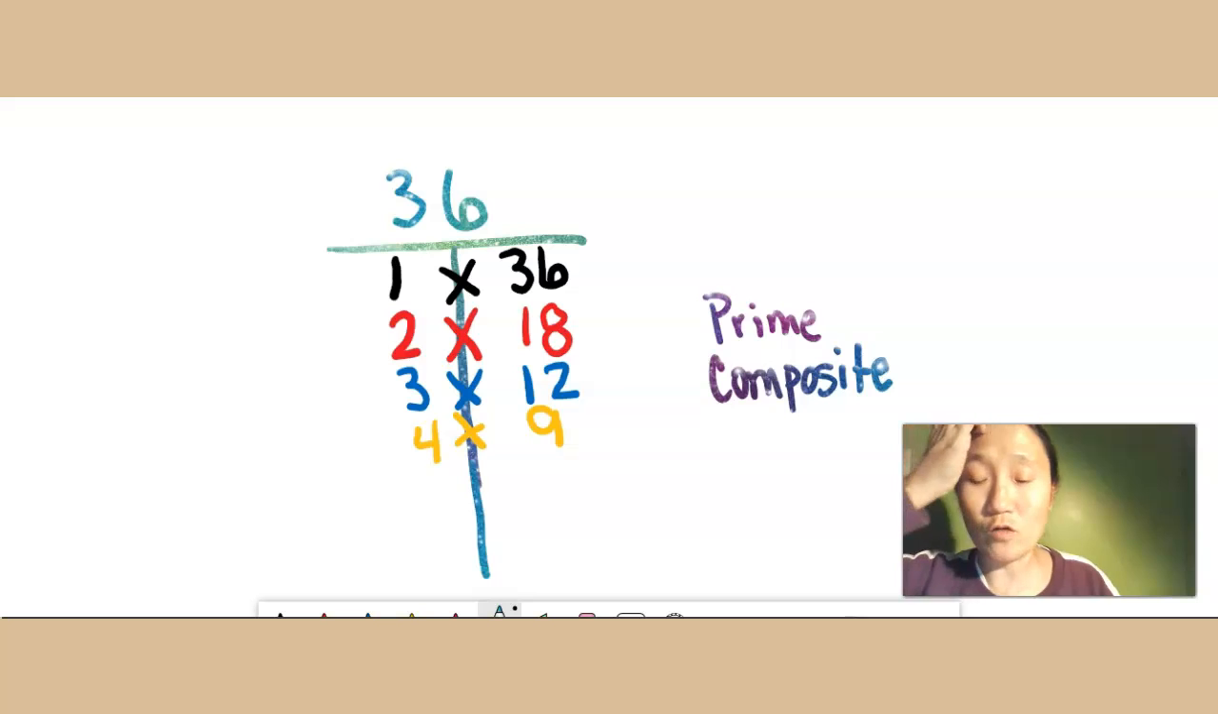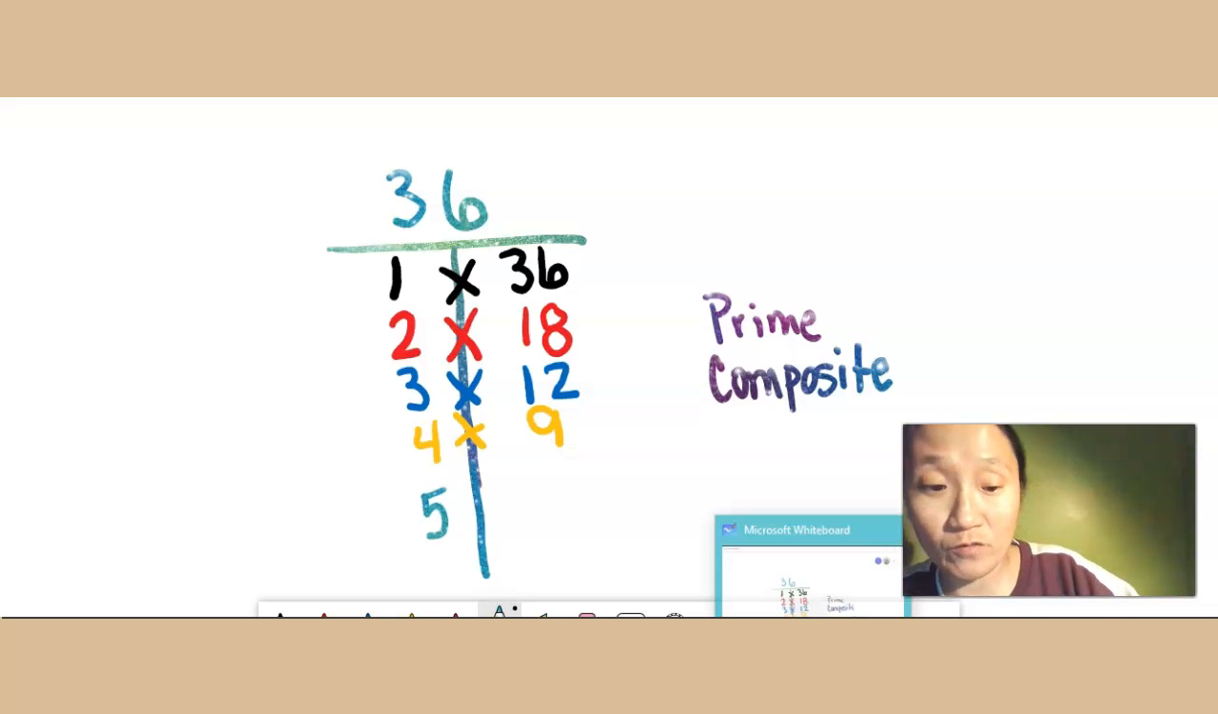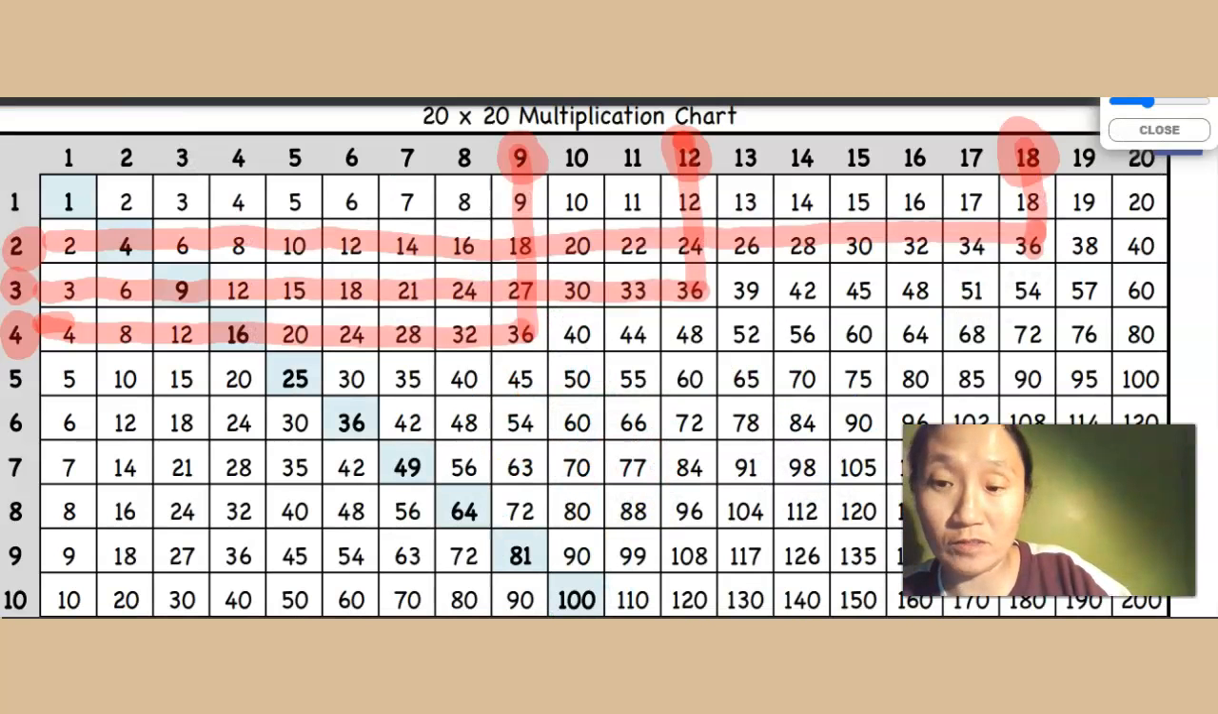Okay. So 5, we already know that 5 will not work because 5 counts by 5. It's 5, 10, 15, 20, 25, 30, 35. That will never work. If you want to prove it, we can go over here to the factor chart. 5 goes to 35. There is no 36. That does not work.